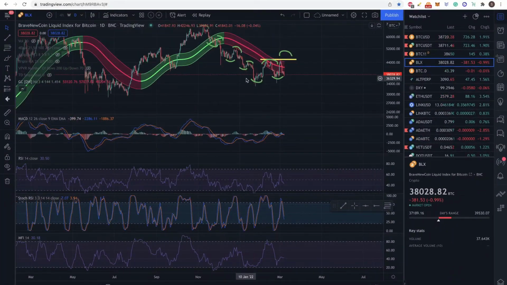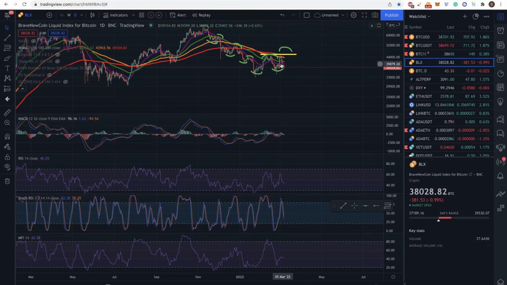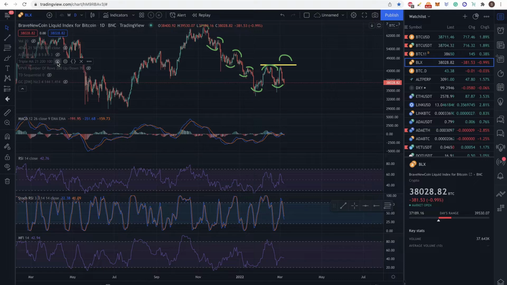And moving into the daily chart, we are going to cover this very quickly. We are below the Gaussian channel. We are still bearish on that. We are bearish in all the exponential moving averages. We are below all of them, from the 21 to the 200. So this is super bearish.